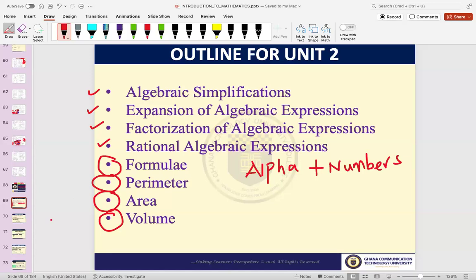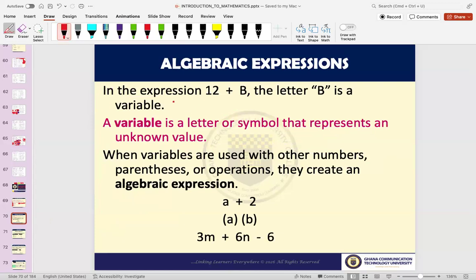So let's start from the simplistic way. If I write an expression like this, 12 plus b, the b you are seeing here is called a variable. B is unknown. But as for 12, I know 12. So 12 is known.